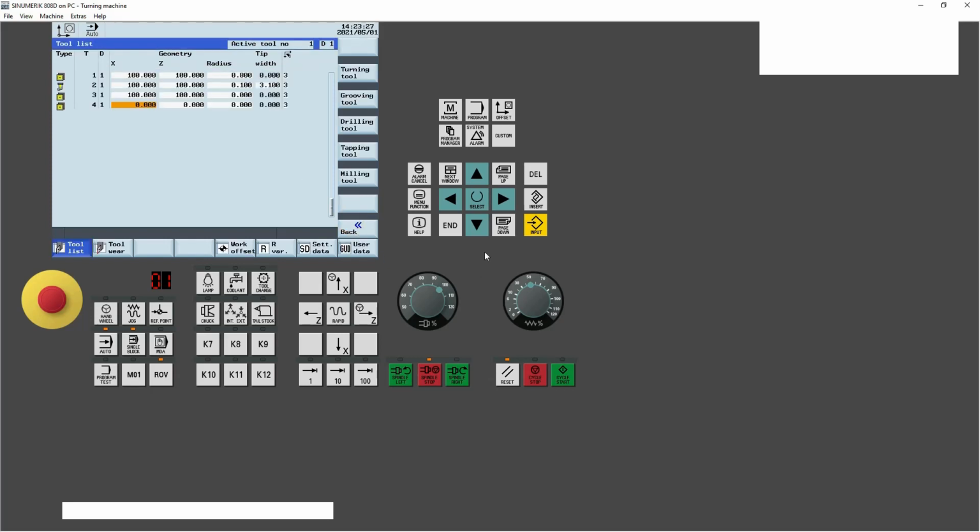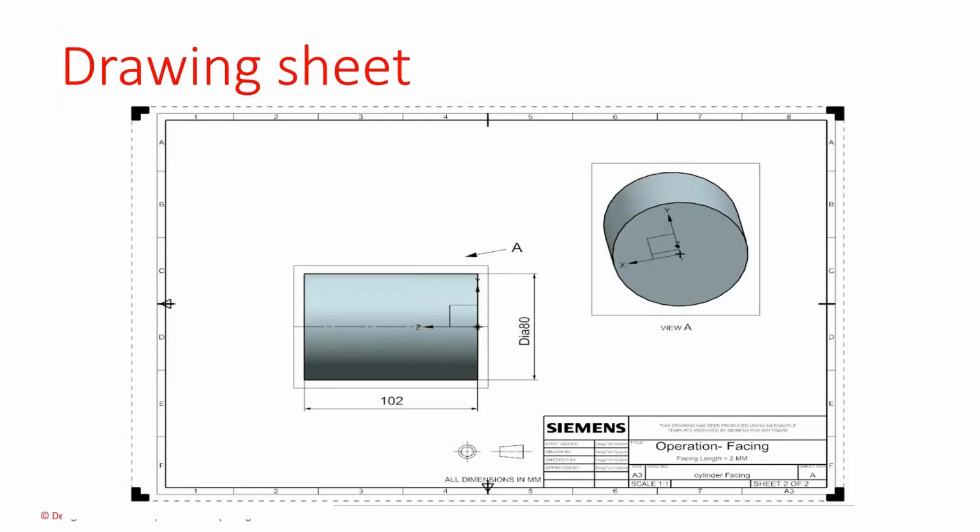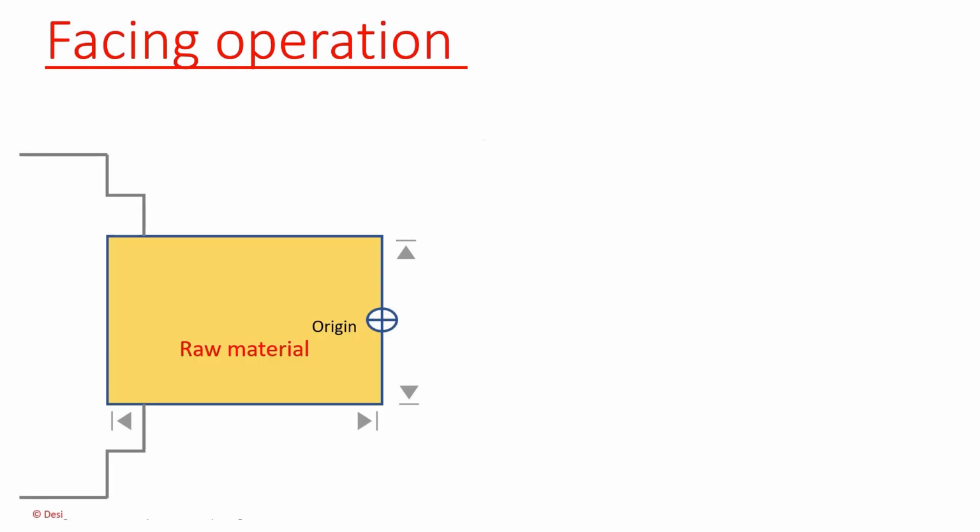First, we will start the facing program. This is our drawing sheet. We observe the drawing sheet. In that sheet it is mentioned to reduce the length by 2 mm. To reduce the length we are using the facing operation. This is our raw material. The length is 102 mm, and the diameter is 80 mm.